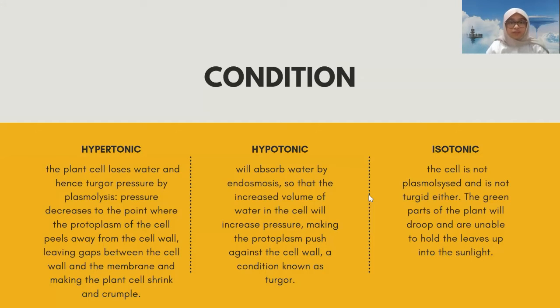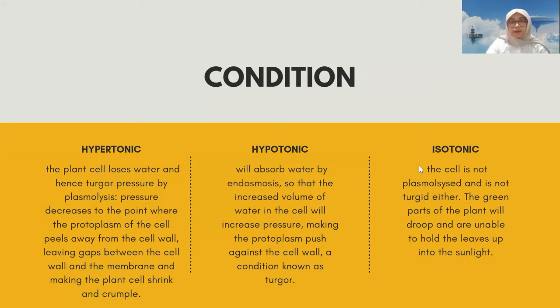Next, we have the 3 conditions of osmoregulation. The first one is hypertonic. Hypertonic is when the plant cell loses water and hence turgor pressure, causing plasmolysis. Pressure decreases to the point where the protoplasm of the cell pulls away from the cell wall, leaving gaps between the cell wall and the membrane and making the plant cell shrink and crumple.